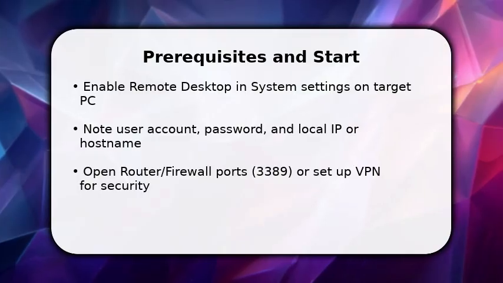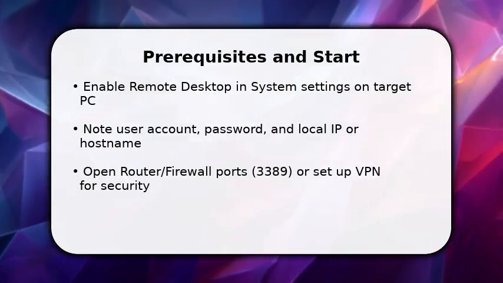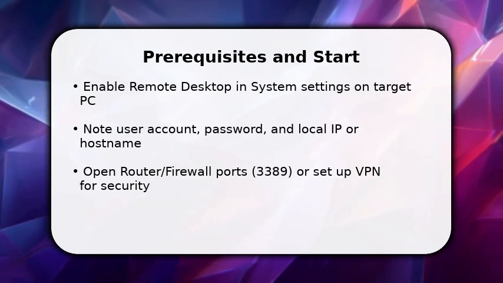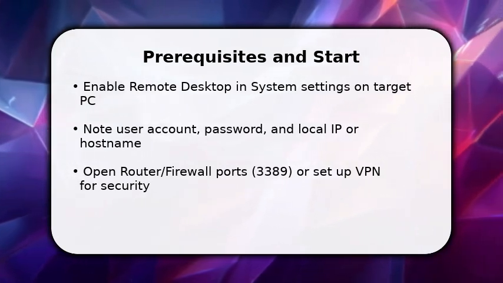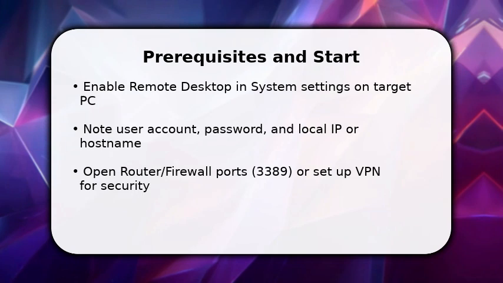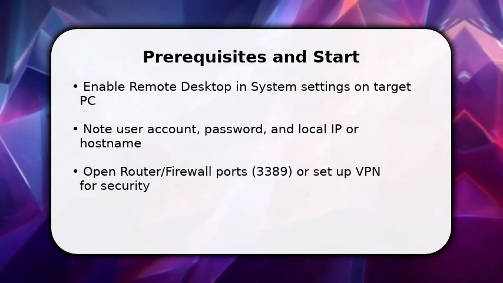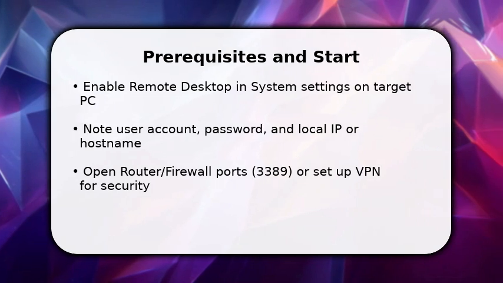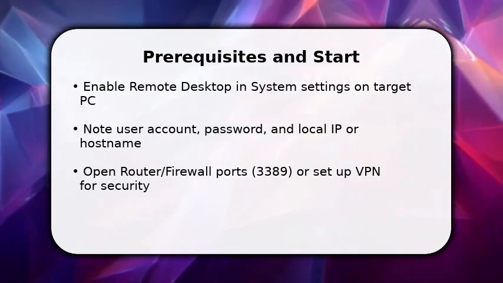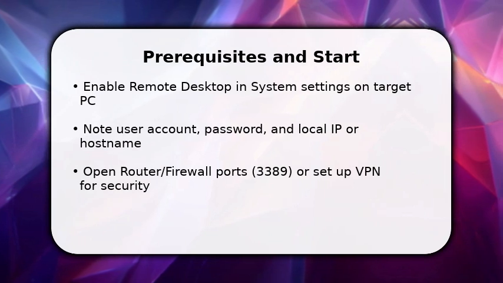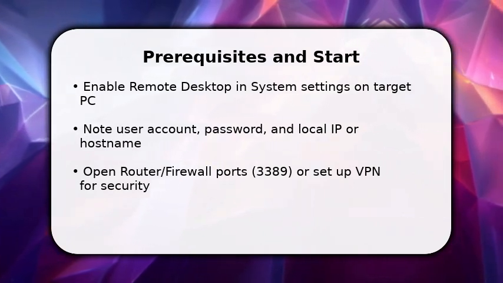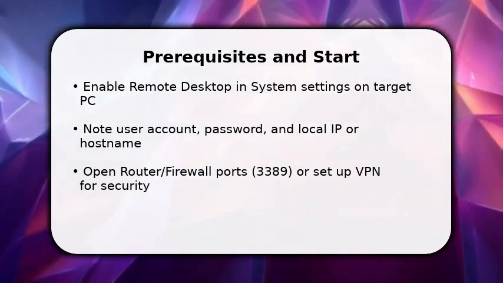Enjoy the video. You start by preparing the machine you will control. Enable remote desktop in settings, confirm the user account has a password, and note the PC name or local IP. Once done, decide if you'll use direct access or VPN. Direct access needs port 3389 opened and firewall exceptions.